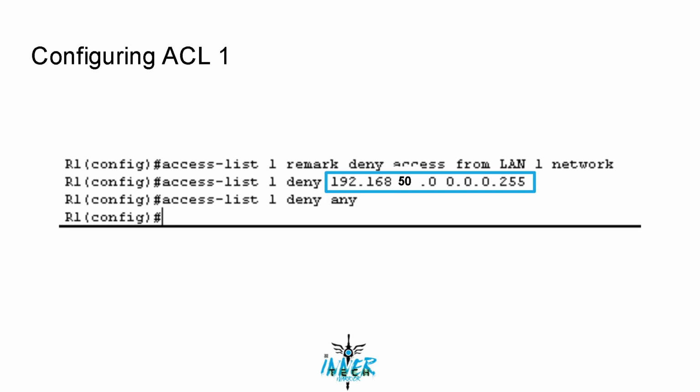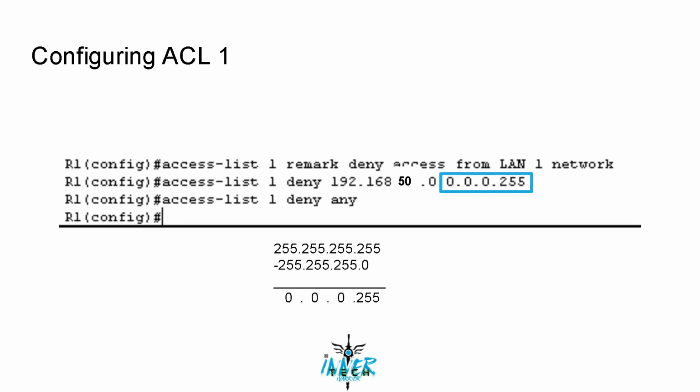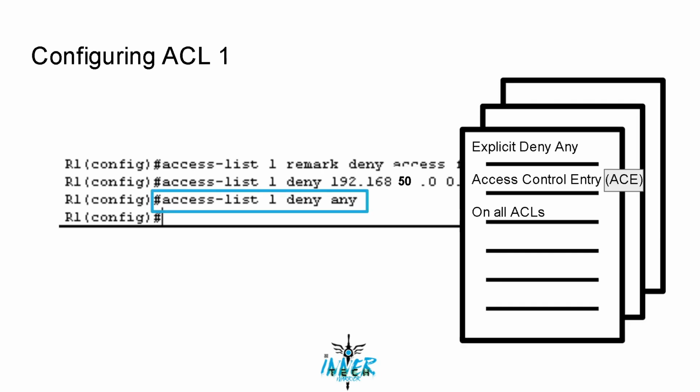255.255.255.255 minus the /24 subnet mask, meaning it's 255.255.255.255 minus 255.255.255.0, which is the /24 decimal notation, which equals 0.0.0.255, which is the wildcard mask. Finally, we have the deny any entry for access list 1, which we were told by management is required by the company's policy.